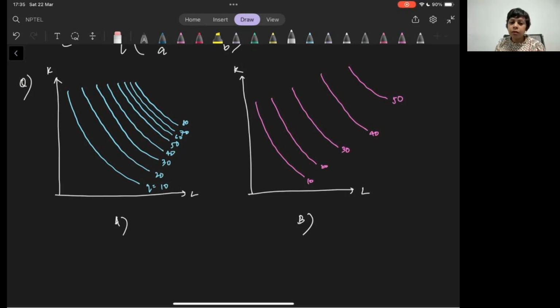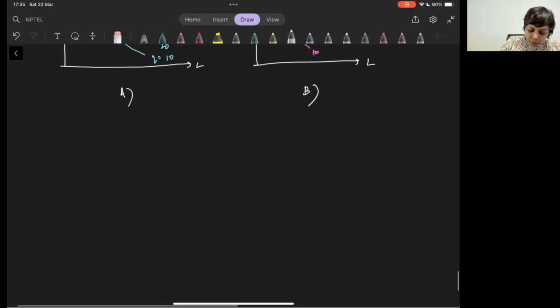Any answers? No? So what happens exactly in increasing returns to scale? If you increase the quantity of inputs by 2, the output increases by more than 2, right? That's what happens. Let me rewrite the condition for increasing returns to scale.